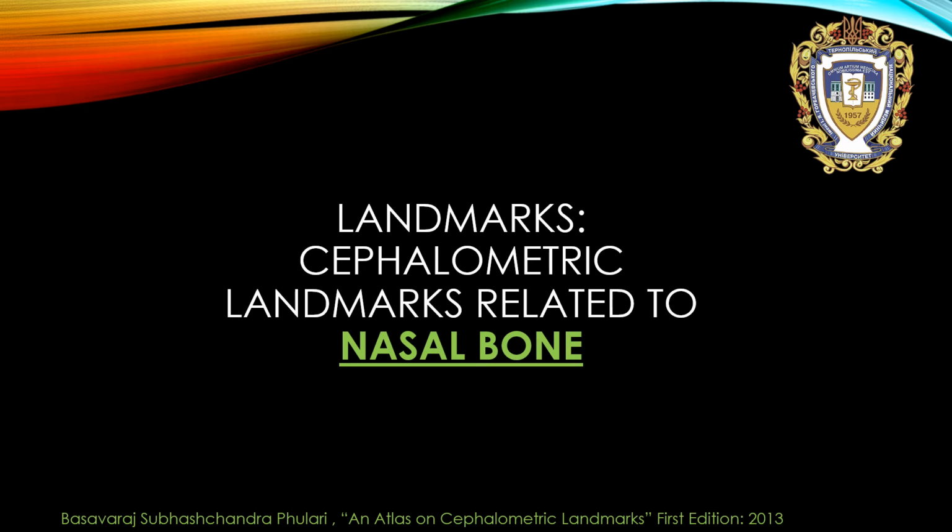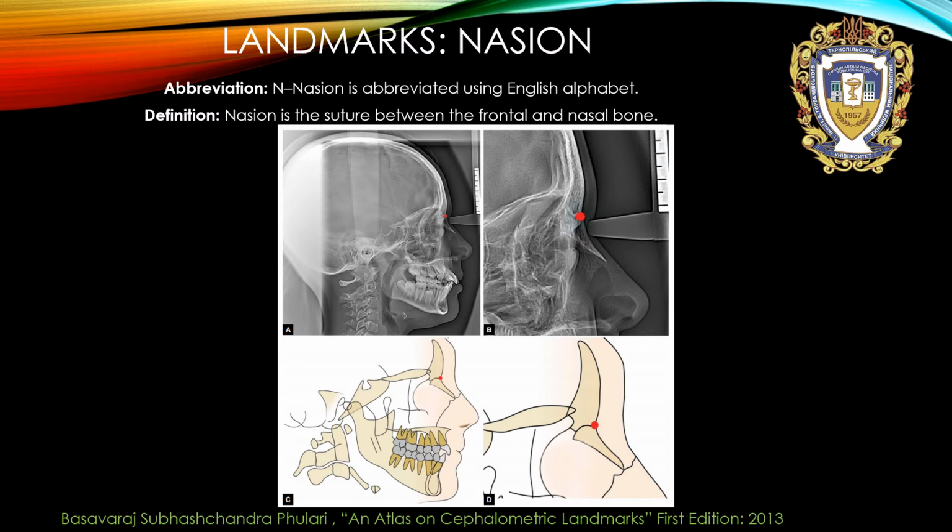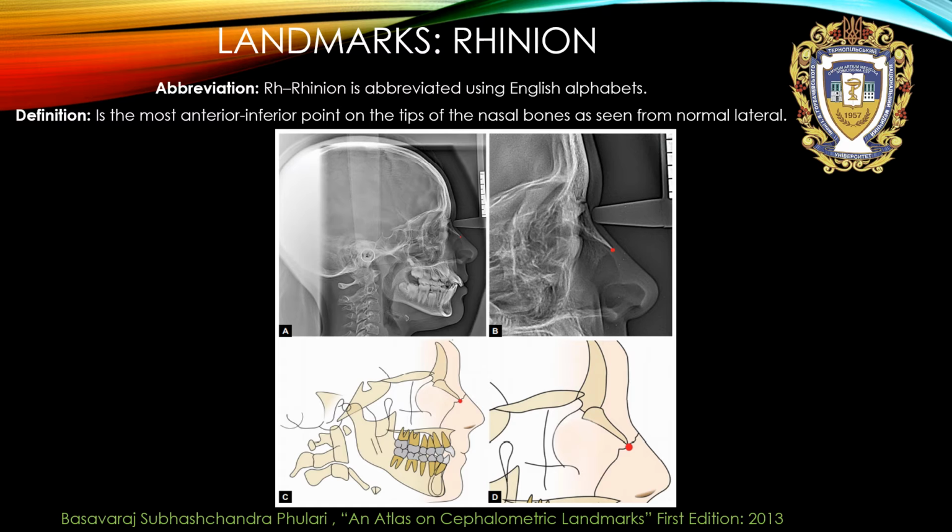Landmarks related to nasal bone. There are only 3 points: nasion, frontonasal, and rhinion. Nasion point is the suture between the frontal and nasal bone. Rhinion. It is the most anterior inferior point of the tips of the nasal bones, as seen from a normal lateral cephalometric X-ray.